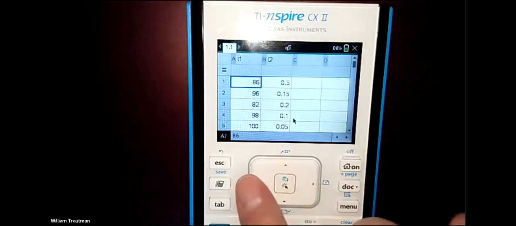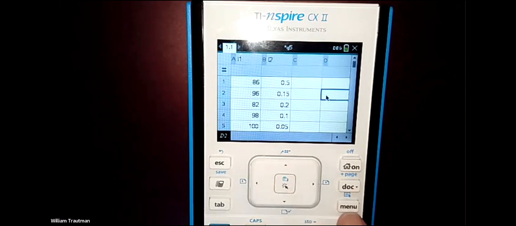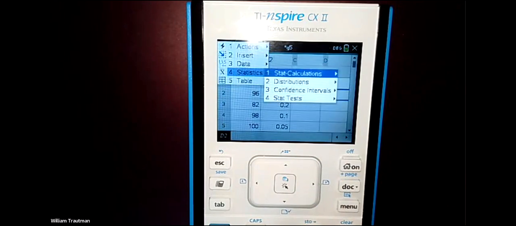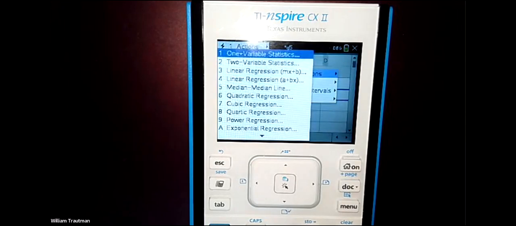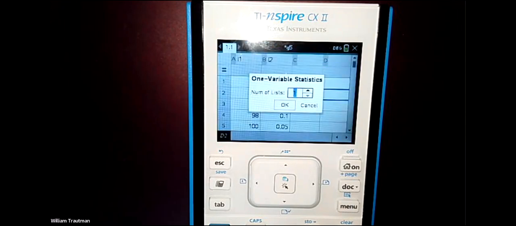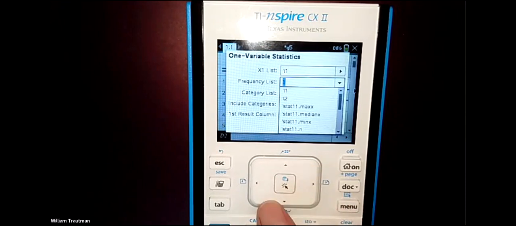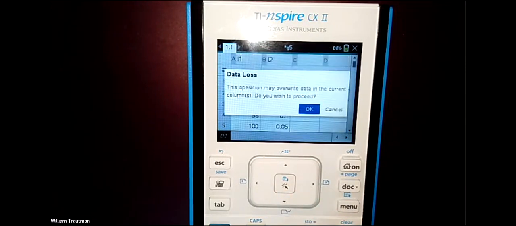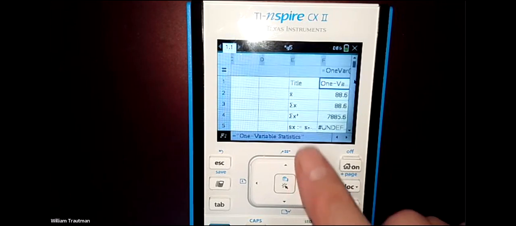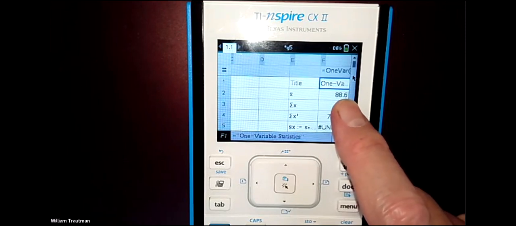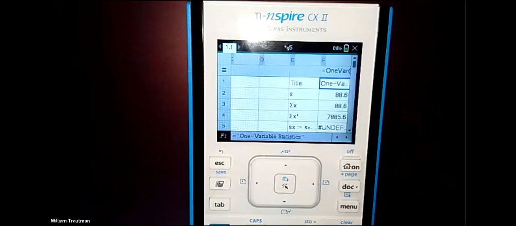I'm going to bring my cursor over to the right and go to menu, 4, stats test, then 1, and then 1 again: 411. Even though we have two lists, we always only use one list in this class. I'm going to arrow over to L1, hit enter. Then we have L2 for the frequency list. Enter. And it should give us our mean. Hit OK. Do you want to proceed? Yes. And if you look, our average is 88.6. That's our weighted mean.